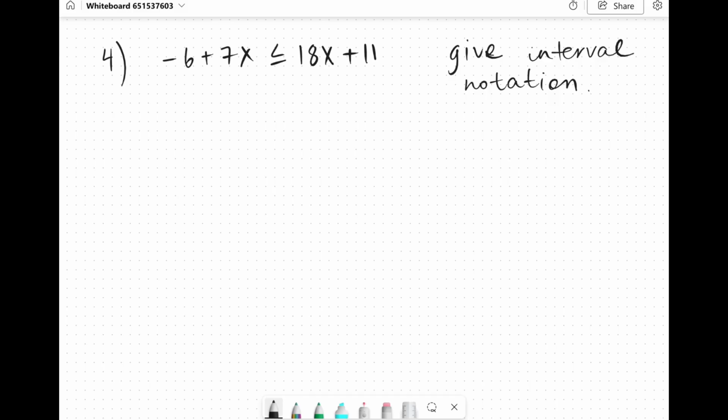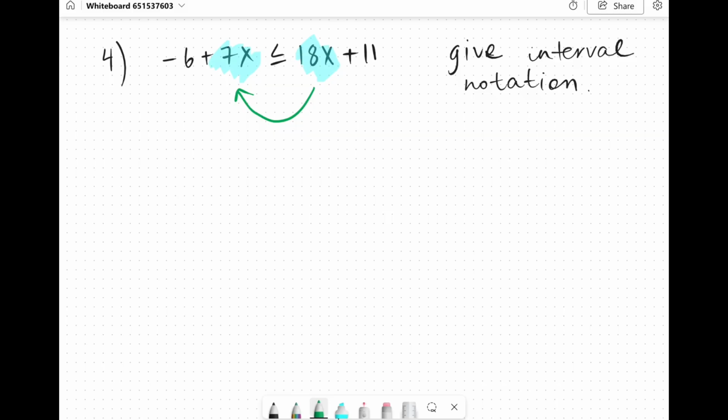This question number 4 is asking you for the interval again. So our first goal is to get the x by itself and then graph and then give the interval based on that graph. In this example, we have x's that are on either side of the inequality symbol. We have the positive 7x and we have the positive 18x. So we have to combine them together, which means either the 7x will have to travel to the right through subtracting it, or 18x will need to travel to the left through subtracting it.